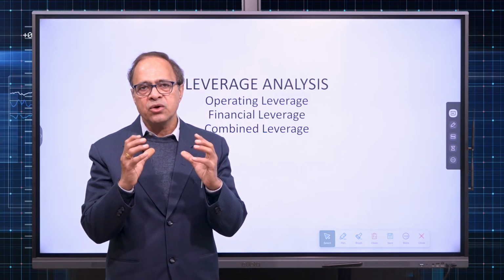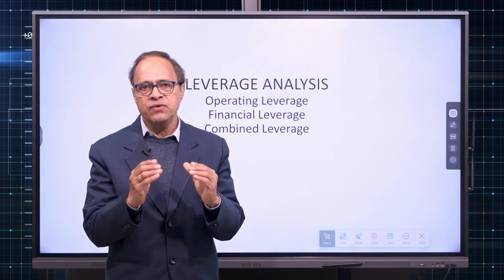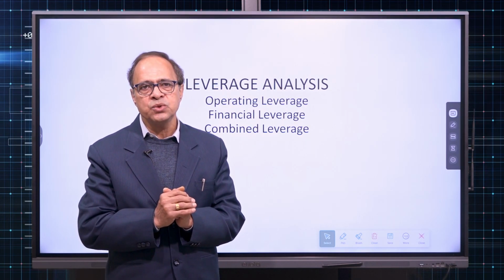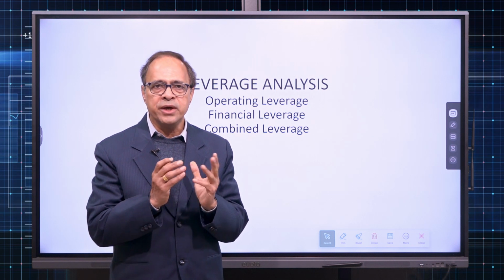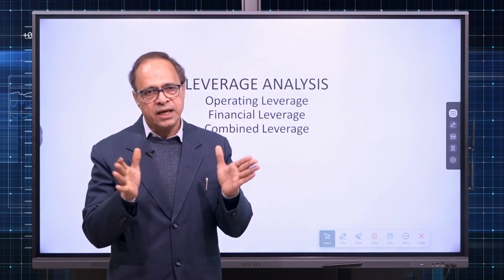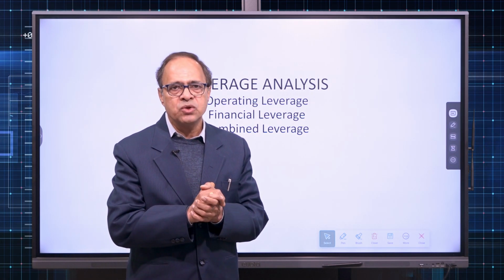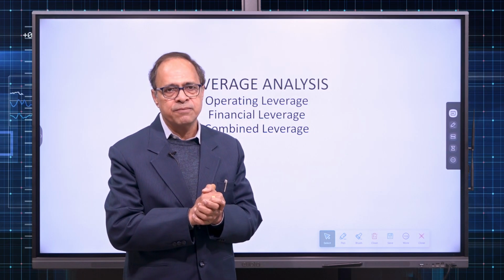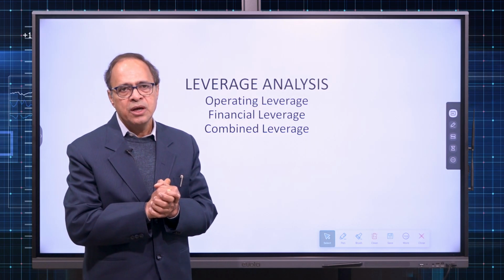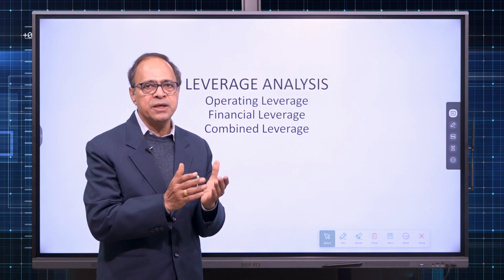So whenever an organization engages certain assets or financial resources in which there is a committed cost or fixed cost, then we say the organization has used leverage. Now, the point comes, which one is operating leverage, which one is financial leverage, and the combination of both of these will be called combined leverage or total leverage. So let us first proceed with operating leverage. Remember, operating leverage refers to operating risk, and financial leverage refers to financial risk, and combined leverage will mean total risk.